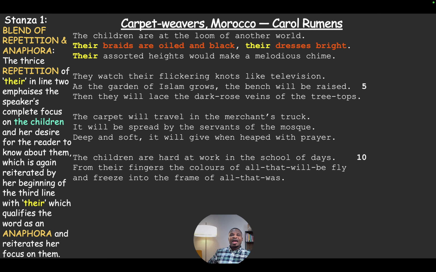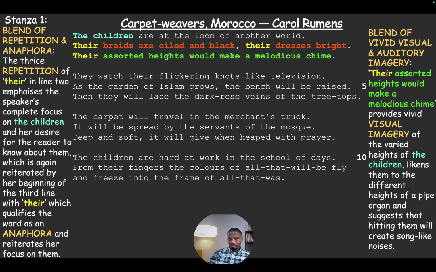She would have just said their braids are oiled and black and their dresses are bright. But then we see here the repetition of "there" multiple times. So it reiterates that she wants us to focus on them. Now, the beginning of the second and third lines with "there" qualifies the word as an anaphora and reiterates that the speaker wants the reader to focus on these children.